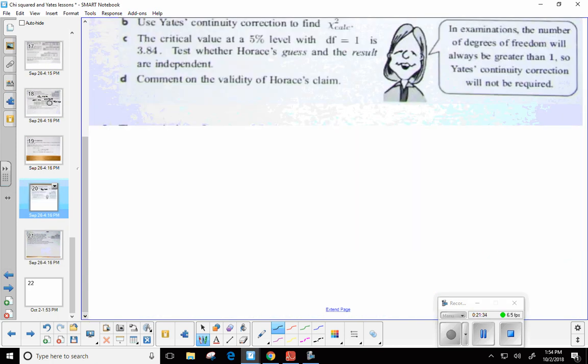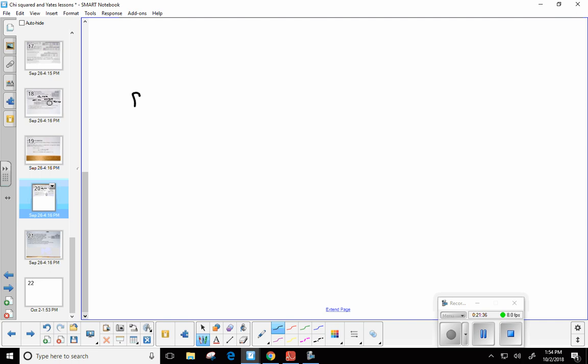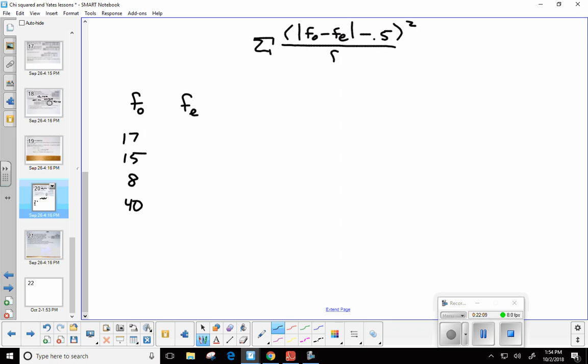I'll go ahead and make my columns here. Okay, so let's say we have my observed frequency. Now we have my expected frequency. All right, so the observed: we got 17, 15, 8, 40. Now remember, here's the formula. We want to take the sum of the absolute value difference between the observed and the expected. From that, we want to subtract 0.5, square that quantity, and divide it all by the expected value.